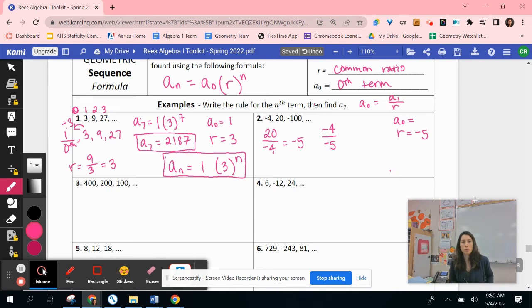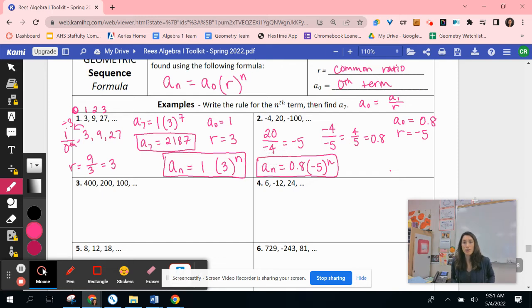Okay, and that's what we did on this first problem. We took our first term, 3, we divided it by 1. So that's going to just be 4/5. You can leave it as a fraction, 4/5, or you can write it as 0.8. That works as well. Do the decimal value. So now we can write our equation. A sub n equals our 0th term, so 0.8 times our common ratio to the power of n. That is how we write out our equation.